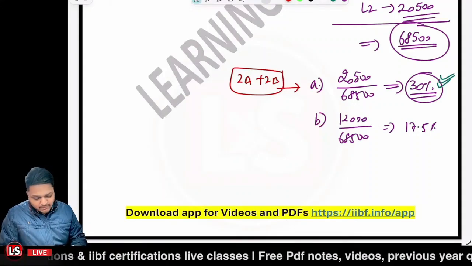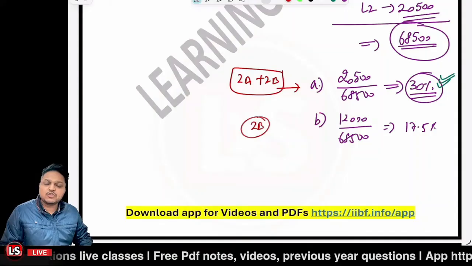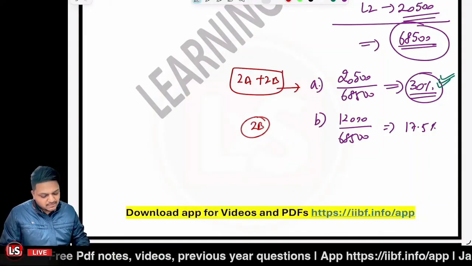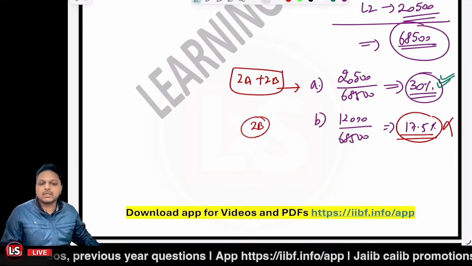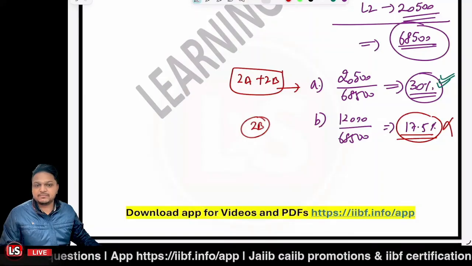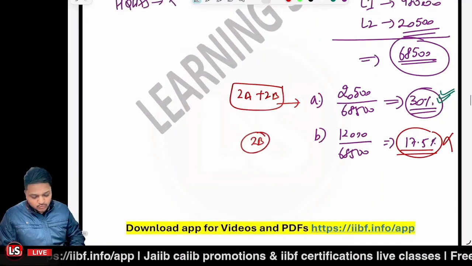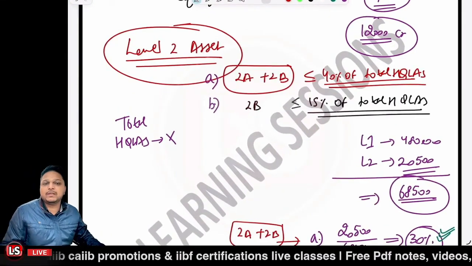But this second one is related to 2B. And for 2B, the percentage should be a maximum of 15% of the total HQLAs. But this is beyond 15%, so this one is not okay. So we have to restrict the level 2B assets. The maximum 2B which is allowed is 15% of the HQLA.